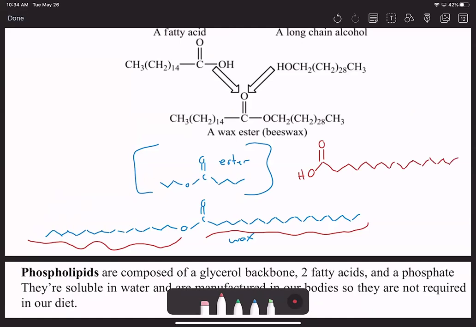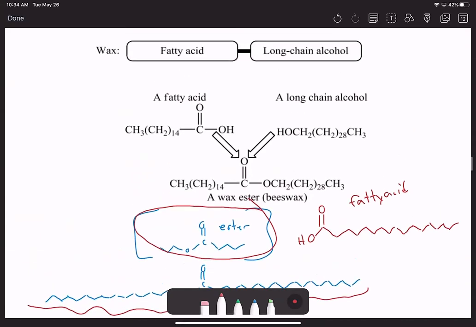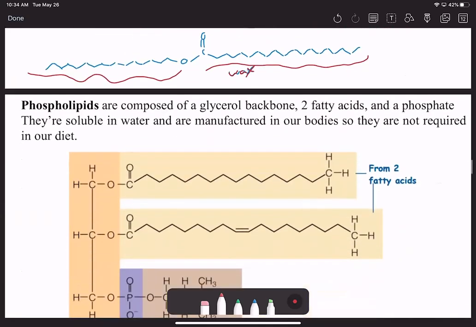All right, so we do have some different structures now. So right, this I would consider just an ester. This is going to be known as a wax, and here, well, this is just a fatty acid, right? It's a saturated fatty acid. So just different structures that you want to be familiar with. But that'll cover waxes. So we're done with waxes.